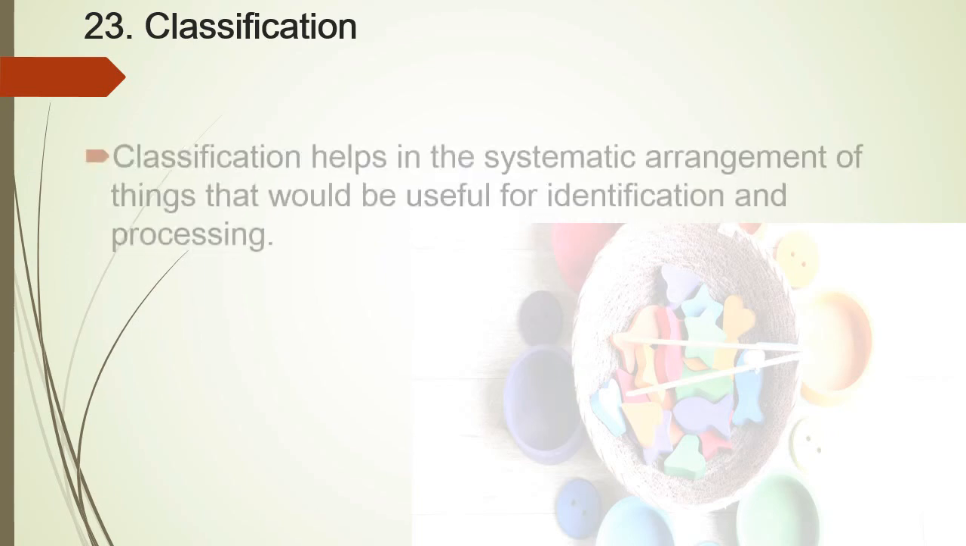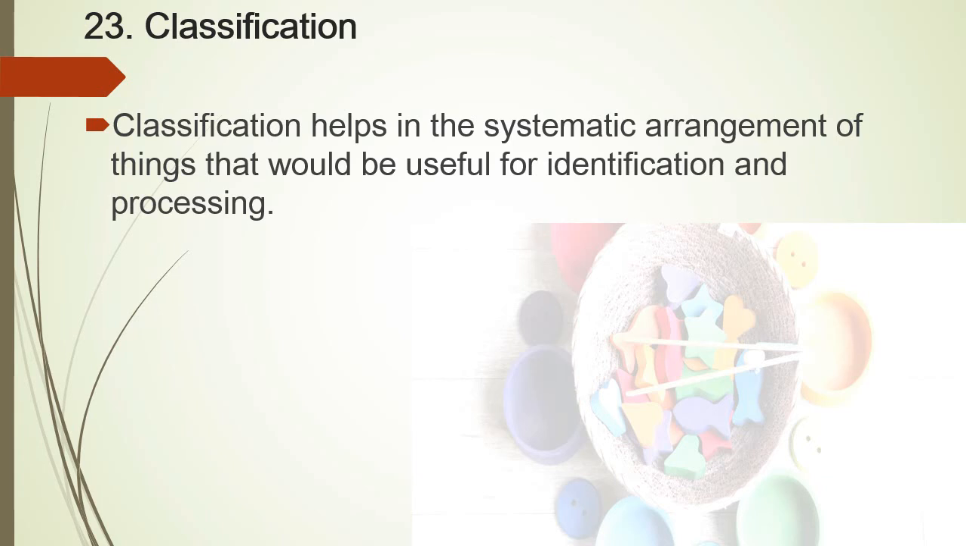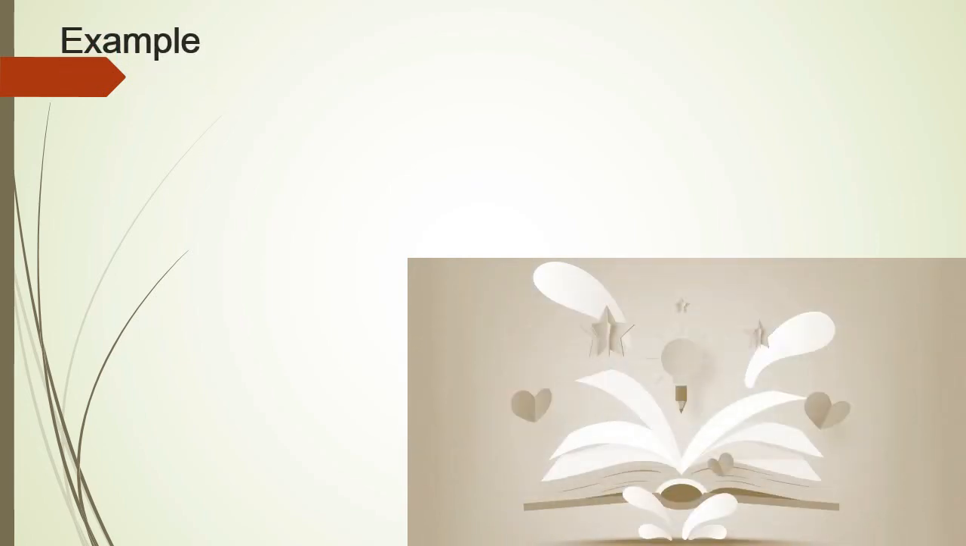The next sub-classification under logical reasoning, non-verbal reasoning is classification. Classification helps in the systematic arrangement of things by identifying the similarities and differences between different pictorial forms or visual images, and it is very helpful for identifying different things and processing different things based on the different applications we are involved in. Let us look at an example for classification.